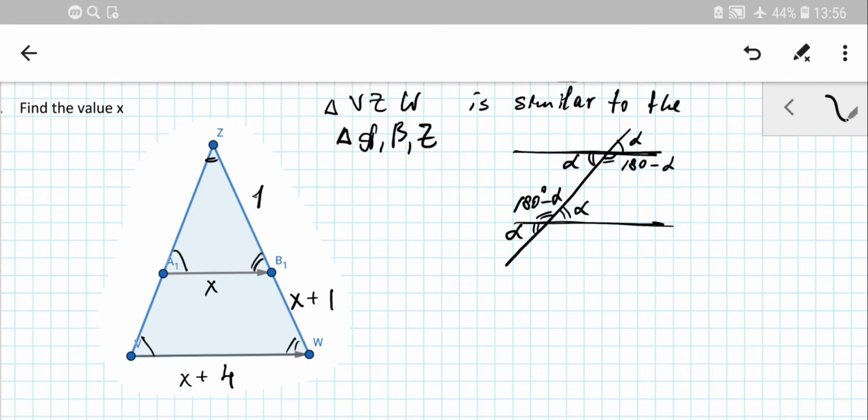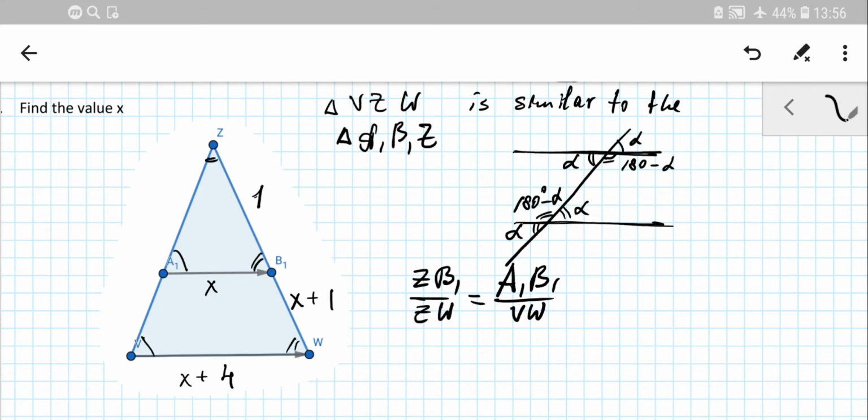It's based on that, and now using similar triangles we can set up the proportions for their sides. We have ZB1, in the small triangle, which relates to the corresponding side in the big one, ZW. That's the first ratio, and it will be equal to the side in the small triangle, A1, B1, relating to VW. That's how it works.